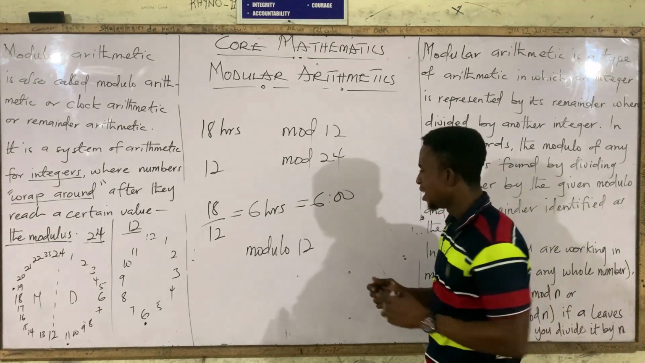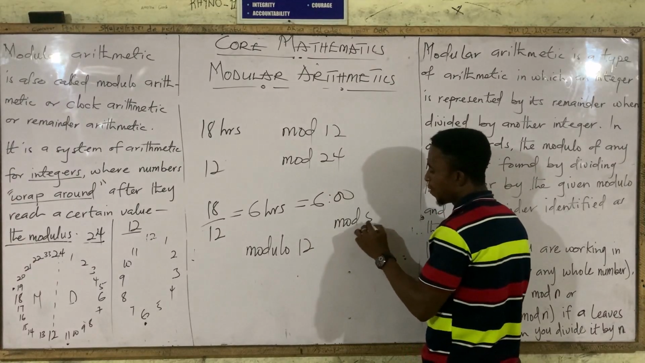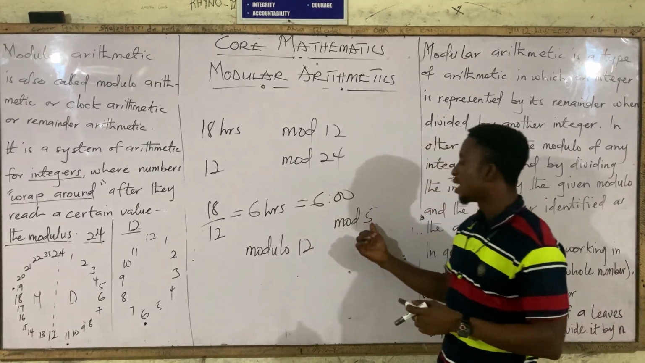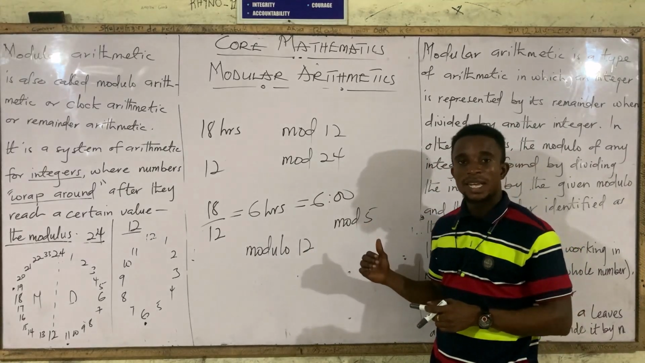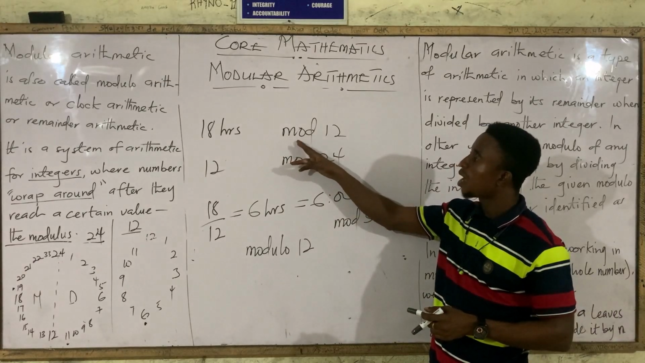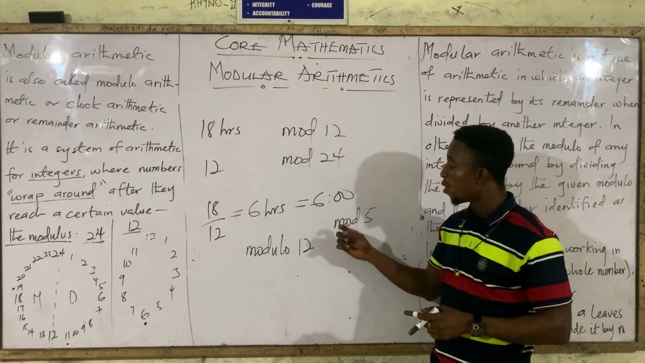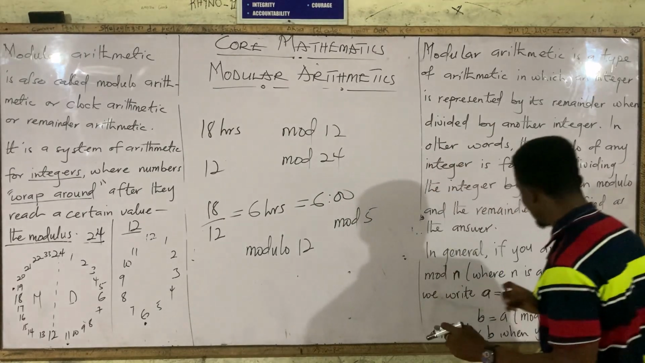Are we getting that? You can also be given, let's say, mode 5. It wraps up when it gets to 5. Please, are we getting that? And you will come to that, don't worry, so to have this particular mode 12, and this mode 24, this mode 5. I also said something here.